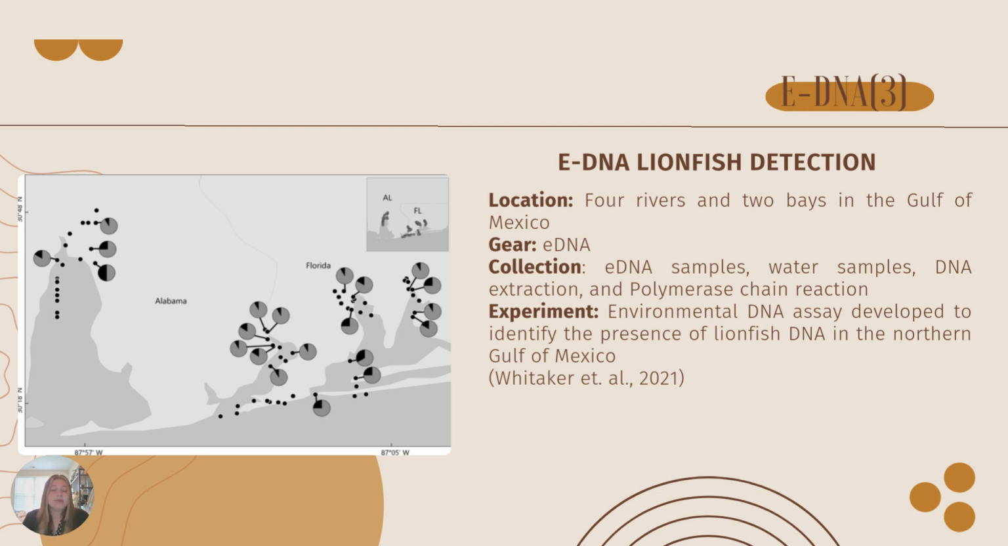Then one experiment tested and used eDNA in 4 rivers and 2 bays of the Gulf of Mexico. They collected the eDNA samples in the water samples. They extracted that DNA and used polymerase chain reaction to see exactly what species were found there. The environmental DNA assay was developed to identify the presence of lionfish DNA in the northern Gulf of Mexico, and the map on the left shows the different sample sites in the Gulf.